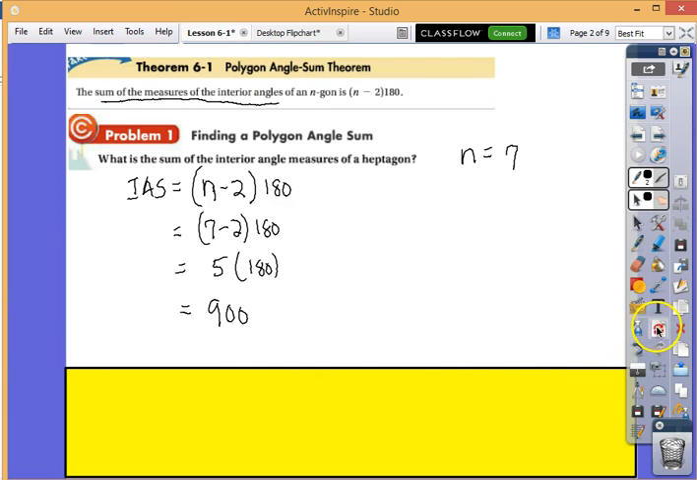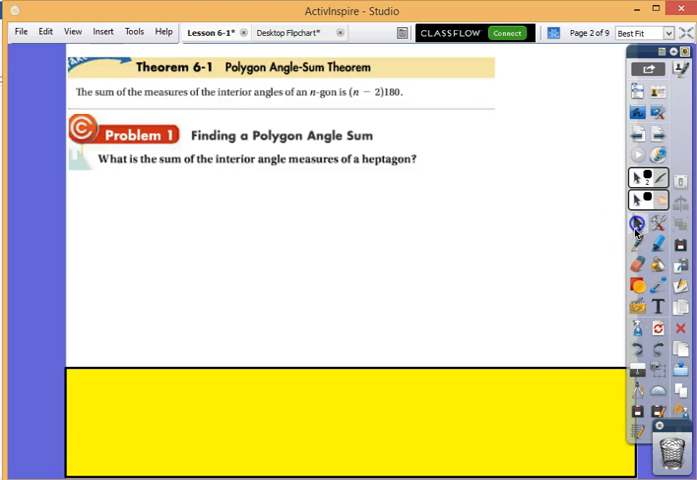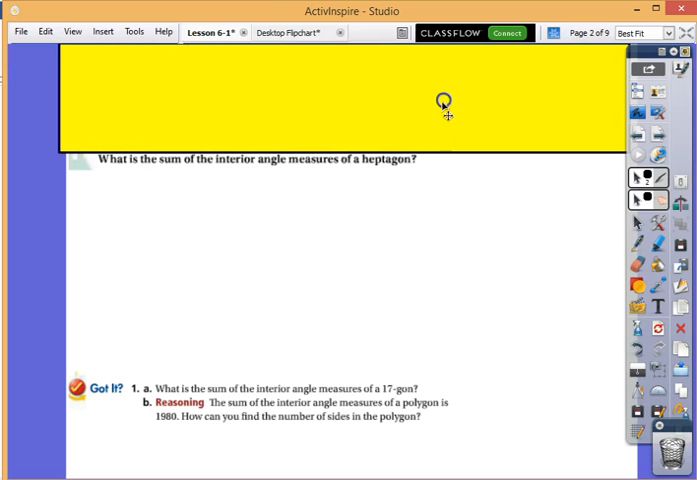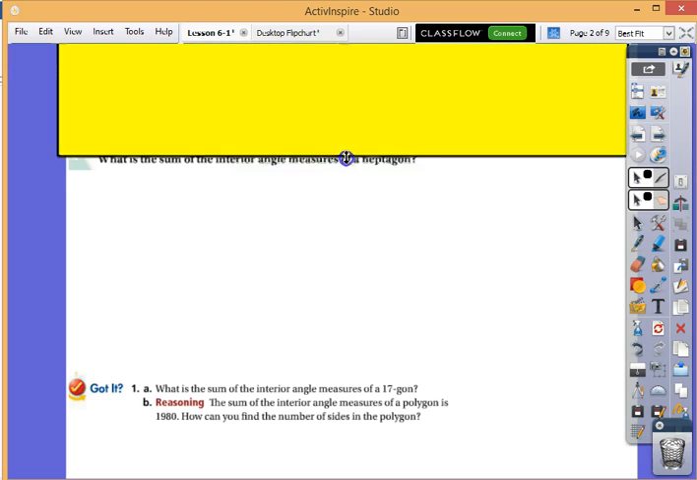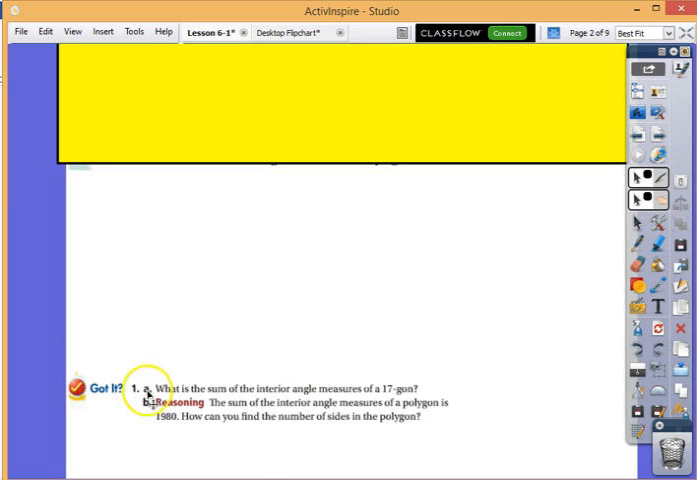All right, here's what I want you to do. I am going to reveal to you a set of problems. And I want you to use the IAS formula to solve part A and part B. Part A is, what would the sum of the interior angles of a 17-gon be? Part B is, hey, the interior angle sum is 1980. How many sides did it have? So you got 2 different questions to do here. And after you finish the question, you can check with your partner.